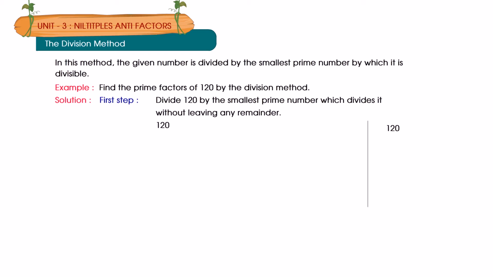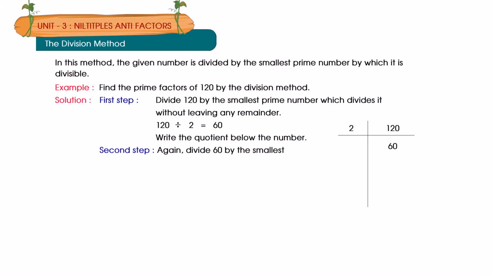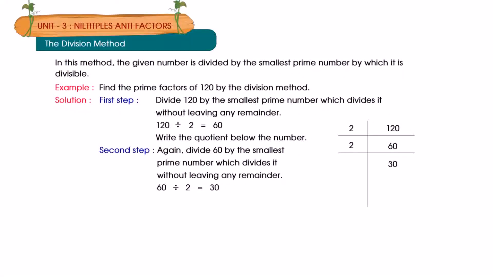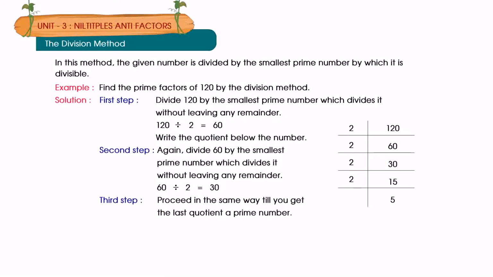120 divided by 2 is equal to 60. Write the quotient below the number. Second step. Again divide 60 by the smallest prime number which divides it without leaving any remainder. 60 divided by 2 is equal to 30. Third step. Proceed in the same way till you get the last quotient a prime number.